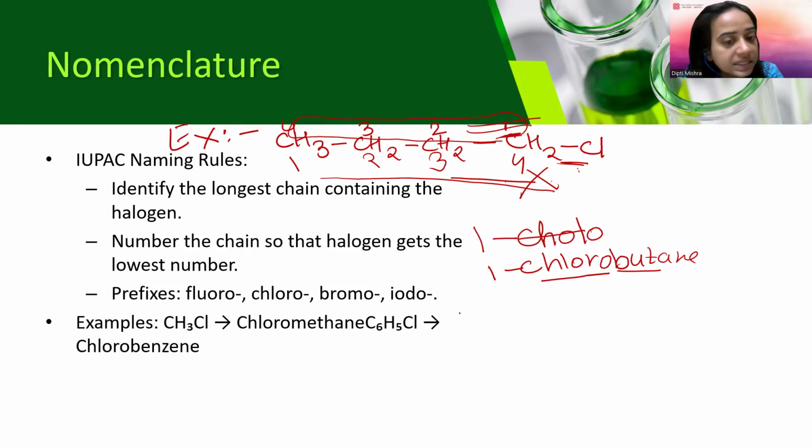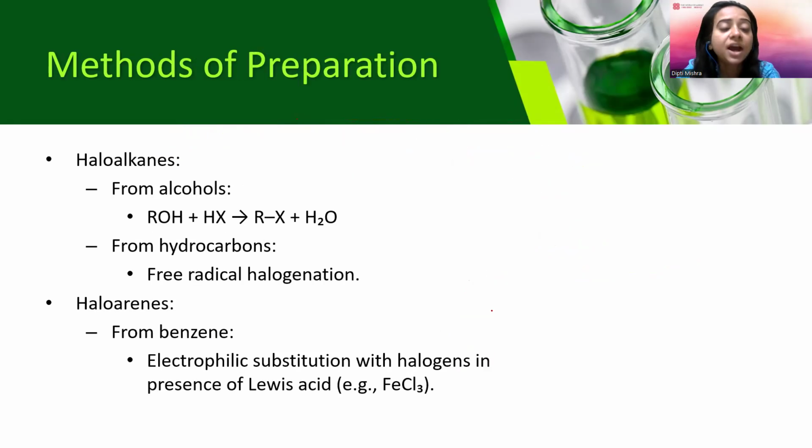For example, CH3Cl. Here we have chloromethane. At first position, you can write 1 or you can avoid it also. No problem. So chloromethane, because you have 1 carbon atom, methane. Chloro is there, that's why chloro. And again here, C6H5Cl, chlorobenzene. Why? Because on the benzene ring, you have 1 chlorine. Clear?